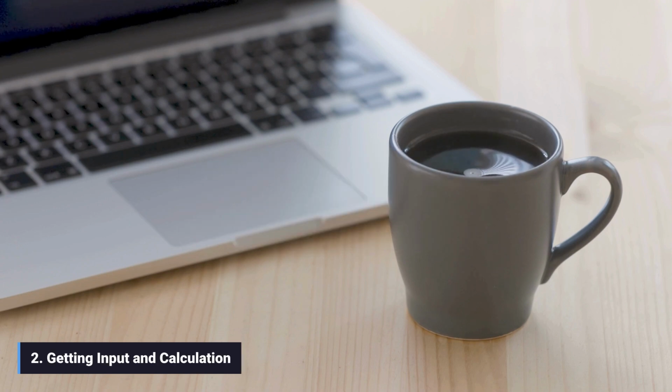2. Getting input and calculation. We ask the user for the radius and immediately cast it to a float. Then, we apply the area formula using multiplication and the exponentiation operator.